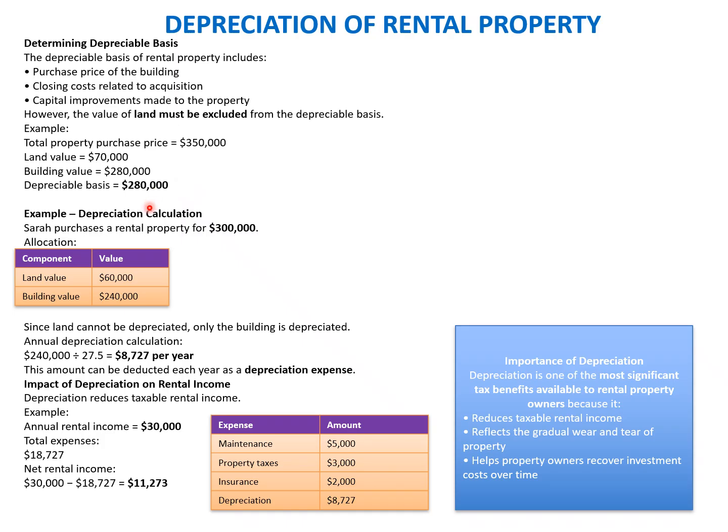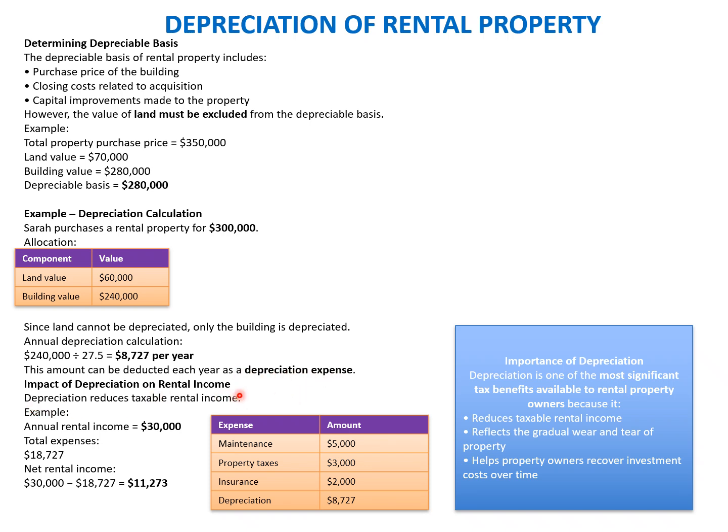Depreciation calculation: Sara purchased a rental property for 300,000, with the land value at 60,000 and the building value at 240,000. Since land cannot be depreciated, only the building is to be depreciated, so 240,000 divided by 27.5, assuming it's a residential property. So 8,727 per year is the depreciation allowance that will be available to Sara, which can be claimed as a deduction. This amount can be deducted each year as a depreciation expense.